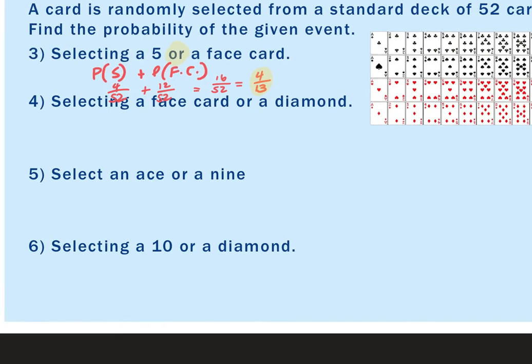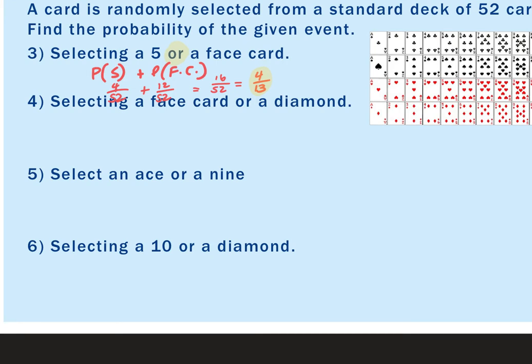All right, number 4, face card or a diamond. So can it be both a face card and a diamond? Yes, so this is not mutually exclusive. So we do probability of face card plus probability of diamond minus the probability of a diamond that's a face card. We just said there are 12 face cards, 12 out of 52. How many diamonds? 13 out of 52. How many diamonds that are face cards? 3 out of 52.